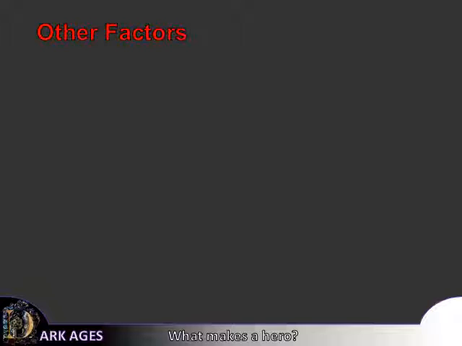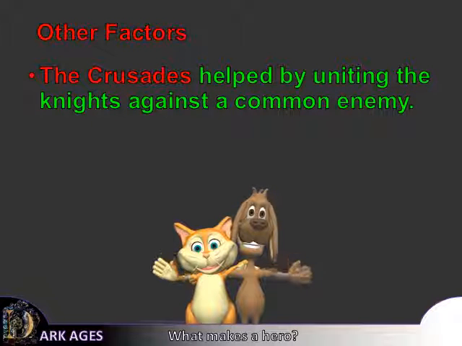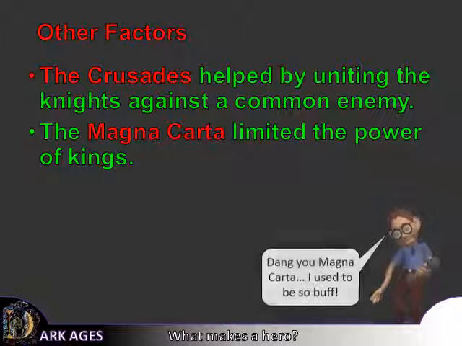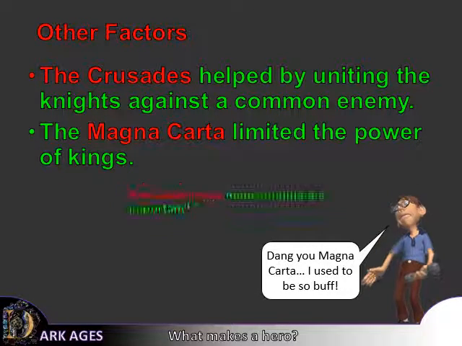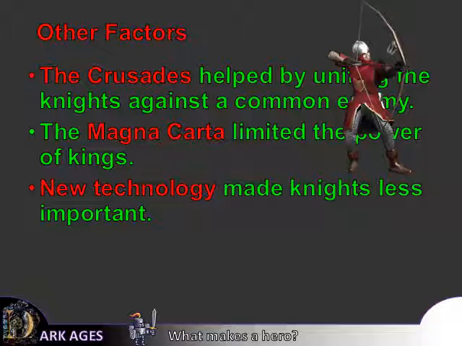Other factors that led to the end of feudalism: the Crusades united everybody, common enemy, easier to work with. There's not any more of those classes. Kings aren't in charge anymore. Magna Carta limited the power of kings so that kings couldn't rule over you as much. And again, like I said, new technology, like the longbow here, made knights less important. So that made protection easier and easier to get.